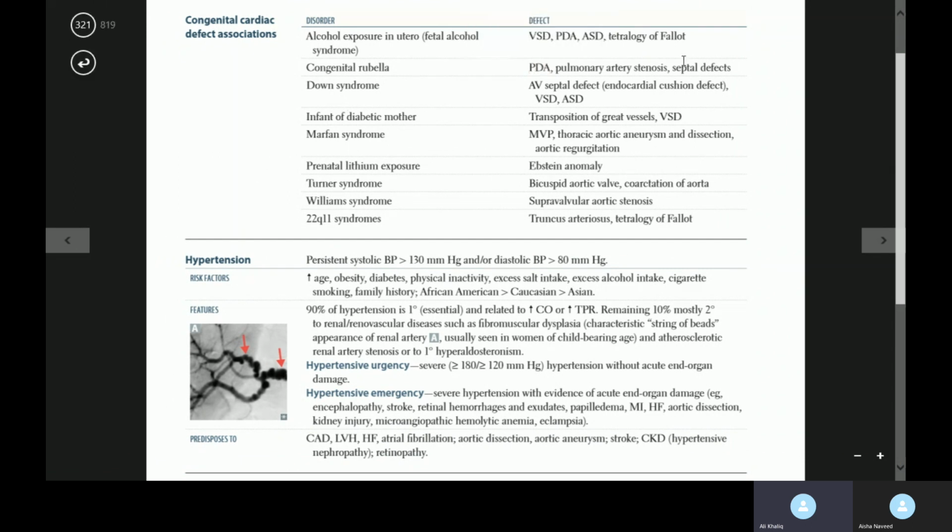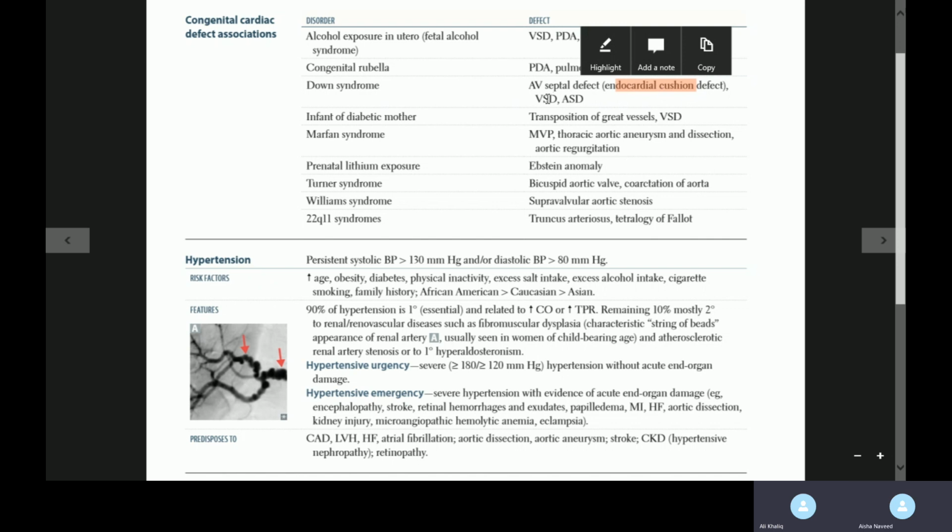Down syndrome, just remember the endocardial cushion defects. The endocardial cushion leads to the formation of the ASD as well as the VSD. It forms the atrial septa as well as the membranous septa of the VSD. Down syndrome has a neural crest defect. Neural crest did not go to your endocardial cushion, which leads to the formation of ASD and VSD.